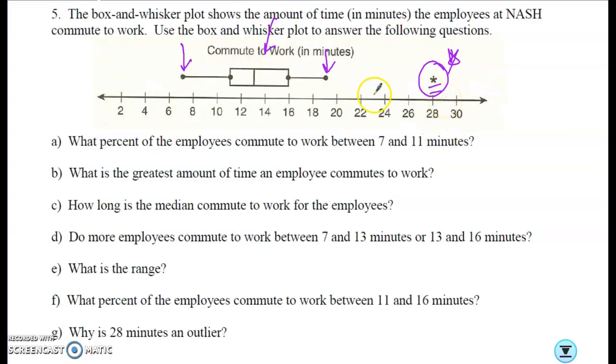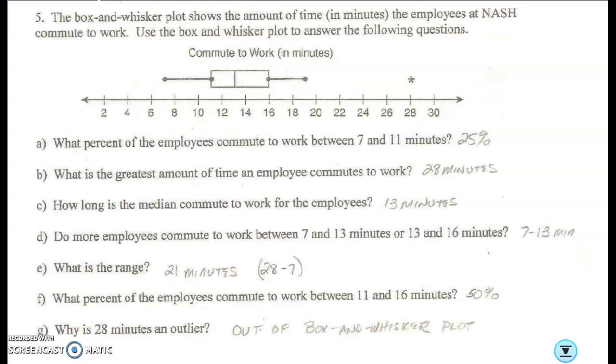And because of it being in a box and whisker plot, and they plotted it out here by itself and not connected it to the box and whisker plot, it's kind of like they said, let's keep it out of the data. So here are my answers. What percent of the employees commute between 7, here's 7, and 11 minutes to work? Well, that's a lower 20.5%. One bar would be 25% of the data.